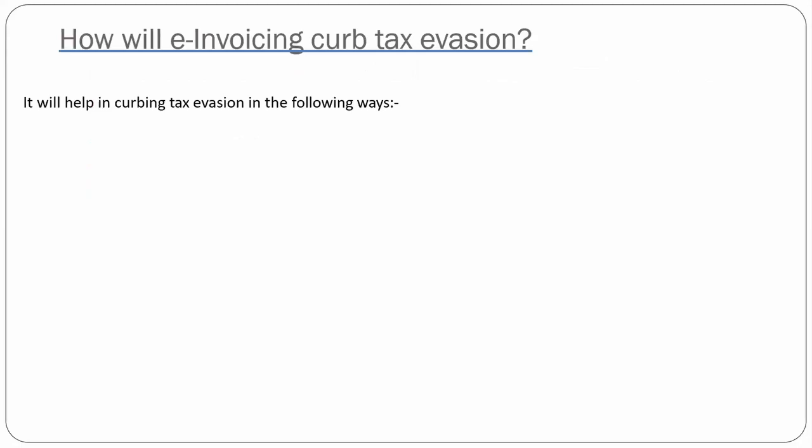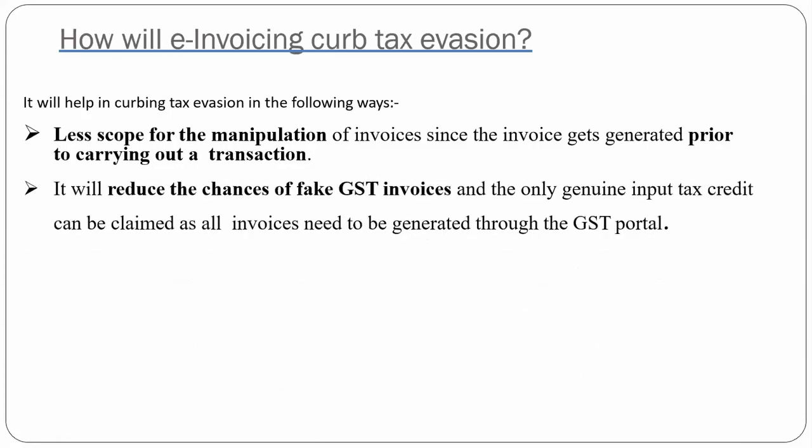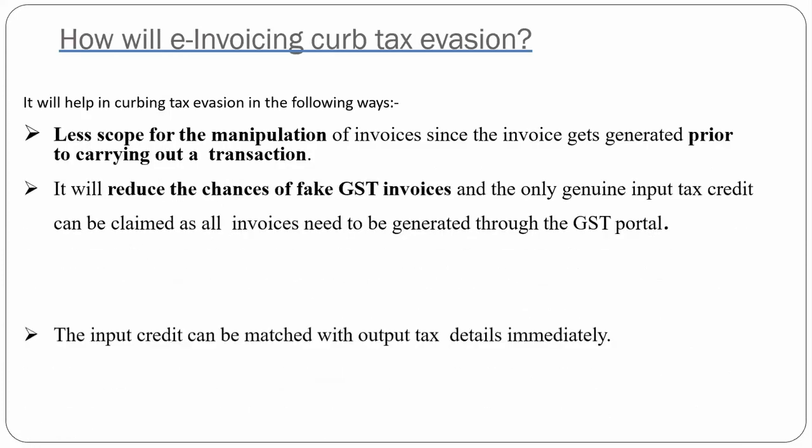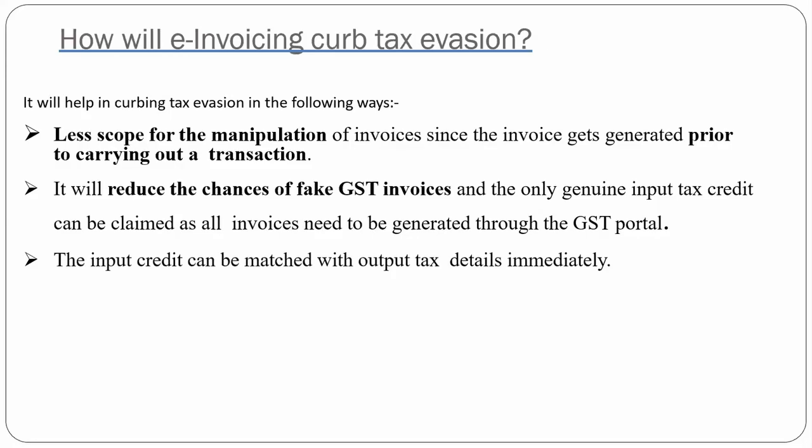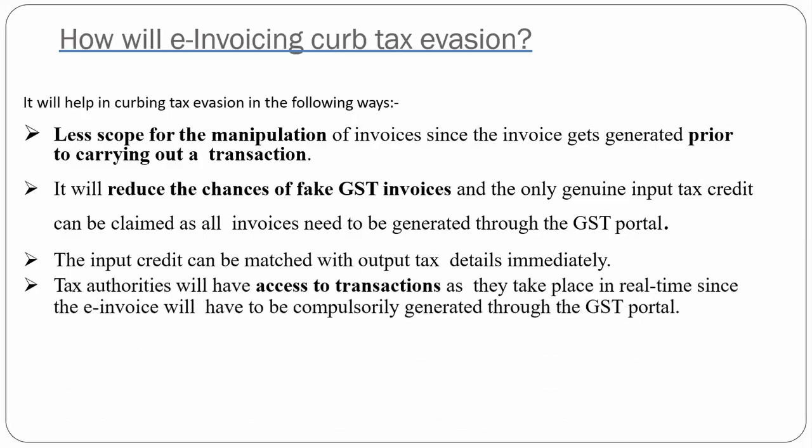Okay, so it will help with tax evasion, less scope for manipulation, because with e-invoice, you report it to the government, which reduces the chances of fake GST invoices, because that is the main reason why the government brought this in. Input credit can be matched with output tax details immediately. Tax authorities, so the QR code that you generate along with your invoice, if a tax authority scans that QR code, or you scan that QR code, you get the details of all the invoice information which is recorded and printed on the invoice.